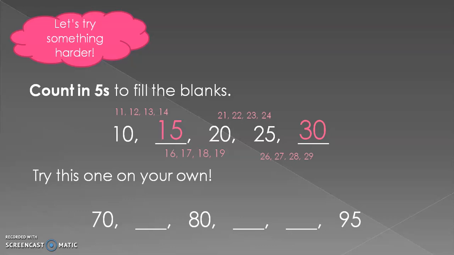So for this one, the next 5 numbers of 70 are 71, 72, 73, 74, 75. 76, 77, 78, 79, 80, 81, 82, 83, 84, 85, 86, 87, 88, 89, 90. Alright, so those are by 5s.